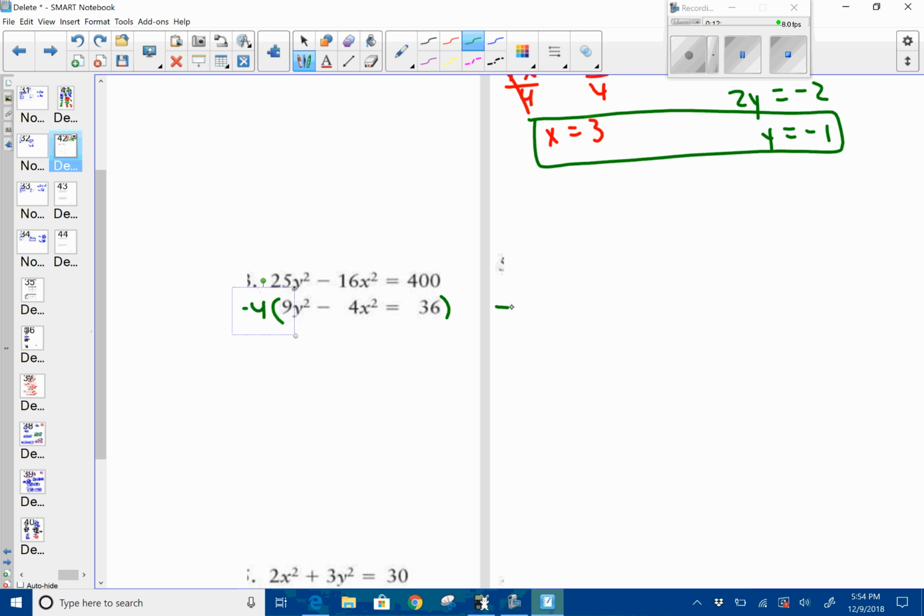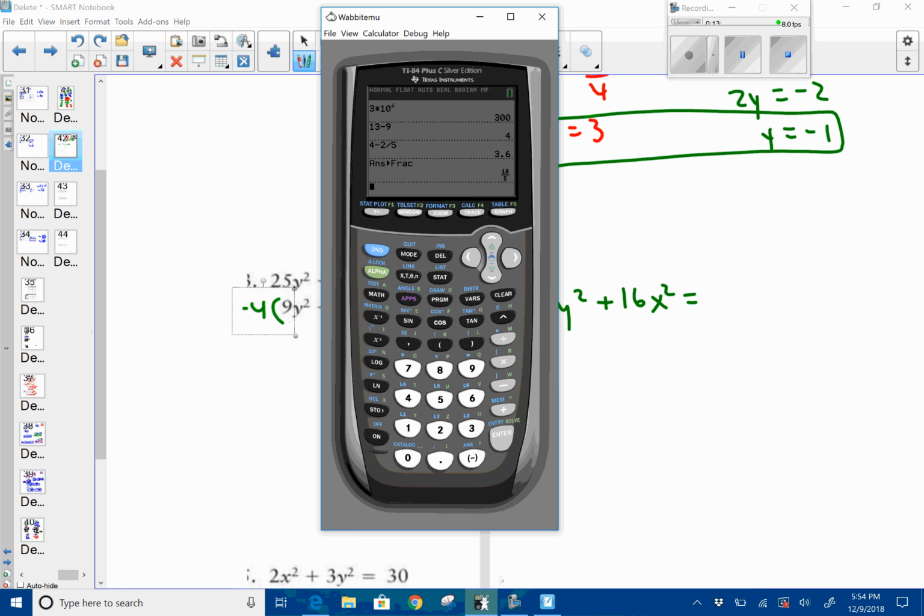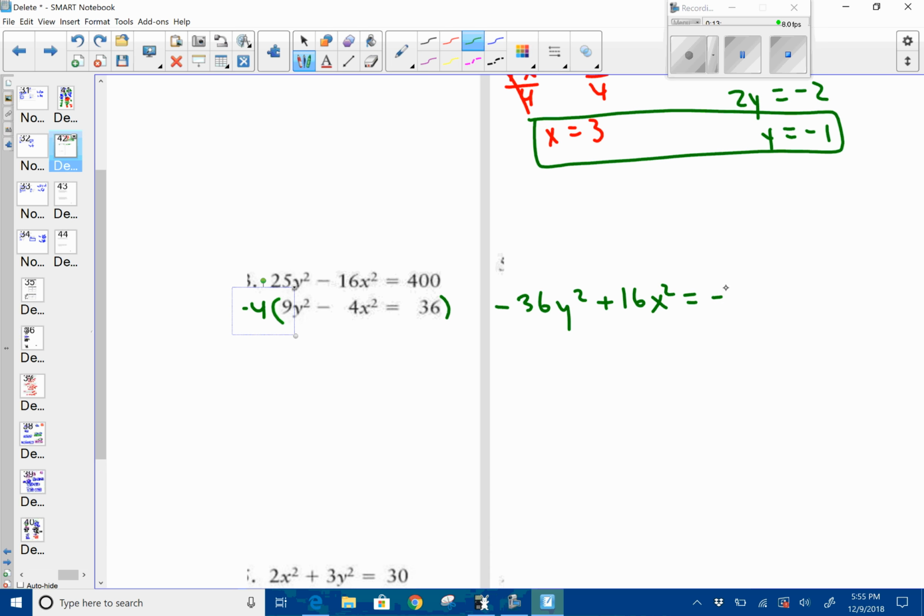I'm going to get negative 36y squared plus 16x squared equals, what's -4 times 36? I don't know. -4 times 36, I'm going to get -144. The top one's going to stay the same: 25y squared minus 16x squared equals 400. And now if I add, these go away.